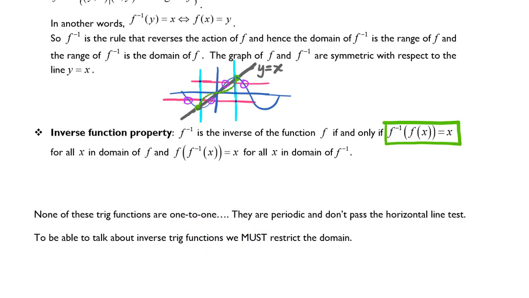Given the graph, we can reflect on the fact that none of the trig functions we've looked at so far in the previous sections are one-to-one. They are periodic and don't pass the horizontal line test. To be able to talk about inverse functions, we must restrict the domain, which is what I was doing when I was looking at what part of this function I could keep without getting a problem with the one-to-one idea. So I restricted this domain to just the interval from negative pi over 2 to pi over 2 as an example of what I would have to do to the sine function so that it never touches in more than one place for the horizontal line test.